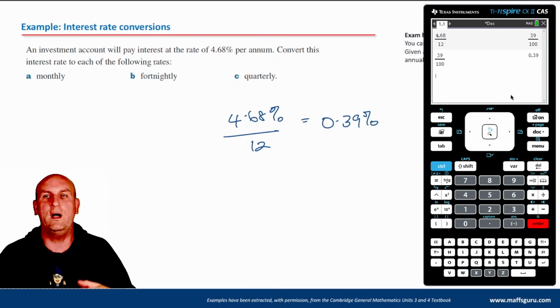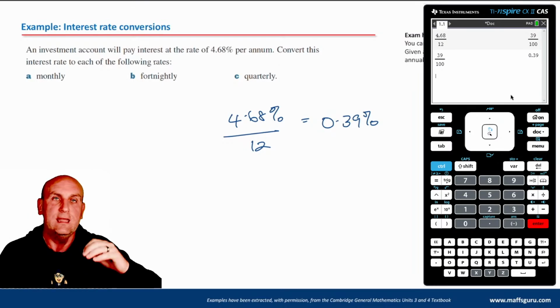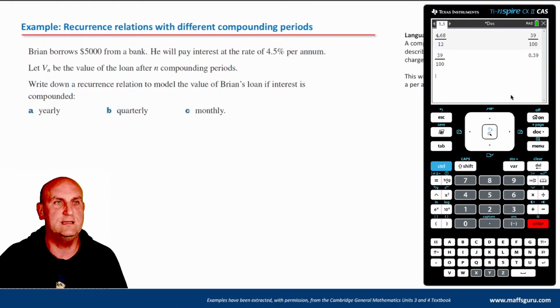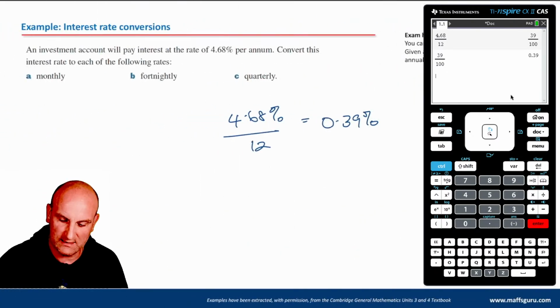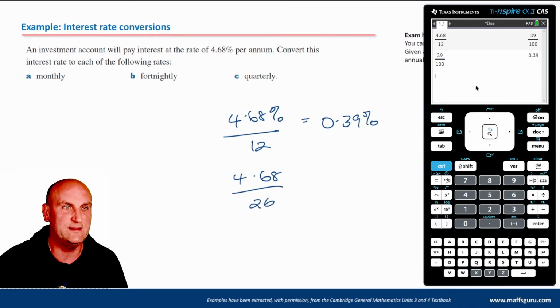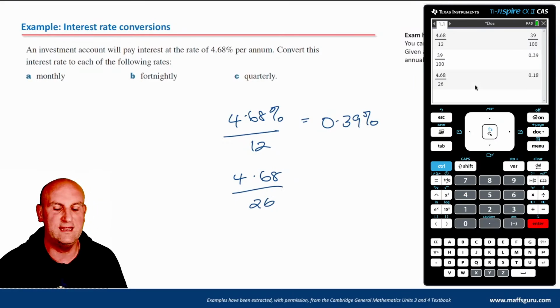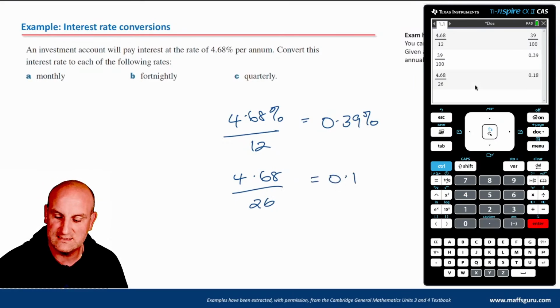And you're going to say, well, why are we doing this? Basically, we are doing this because it's going to be important later on for our recurrence relationships and all our other things. What about fortnightly? Well, again, in that situation, 4.68 divided by 26. Again, slam it into my calculator, 4.68 divided by 26. Hit enter, 0.18. And again, that is percent.